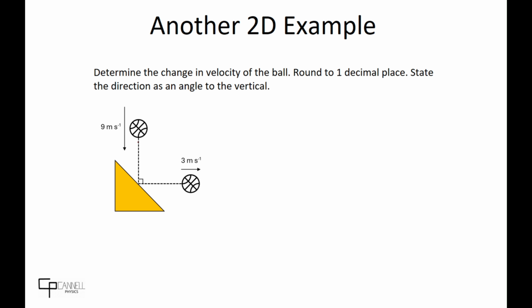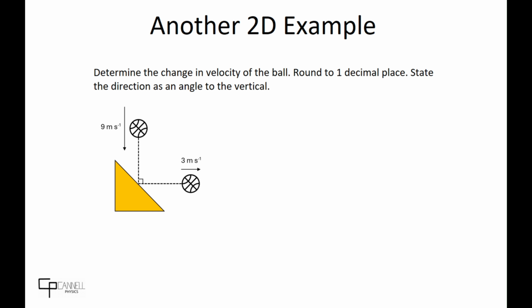Here we see a ball moving downwards at 9 meters per second, and then it hits a triangle and bounces to the right at 3 meters per second. And because this is down and right, this angle here between the dotted lines is 90 degrees. And we're asked to determine the change in velocity of the ball, round to 1 decimal place, and state the direction as an angle to the vertical.